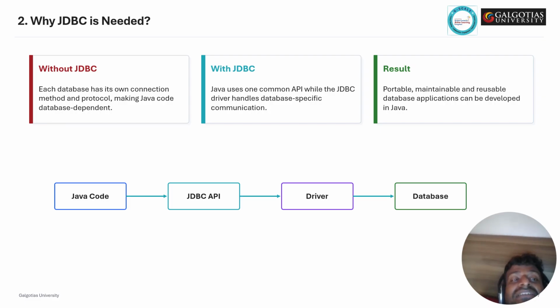Why is JDBC needed? Without JDBC, each database has its own connection method and protocol, making Java code database dependent. With JDBC, Java uses one common API while the JDBC driver handles database-specific communication. This is the comparison with Java and without Java: Java code, JDBC API, driver and database.